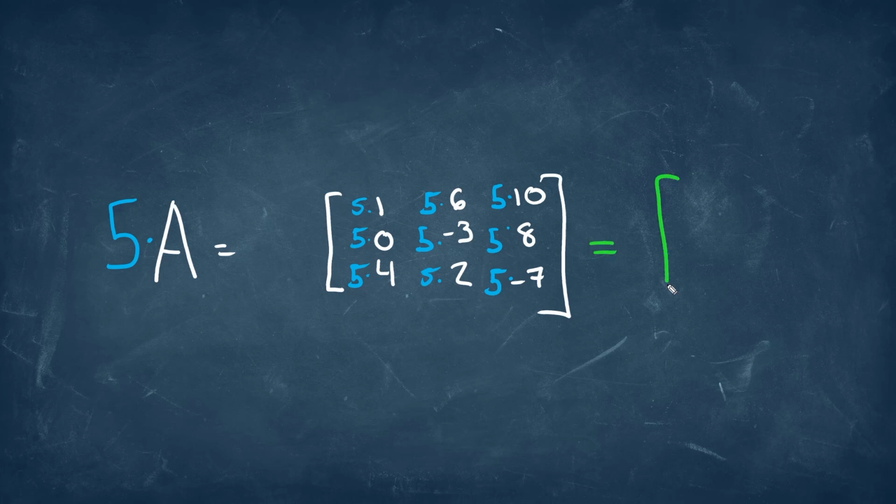Multiplying this is going to give us an answer of 5 times 1, which will be 5. 5 times 0 is 0. 5 times 4 is 20. We'll have 30, minus 15, 10, 50, 40, and negative 35.